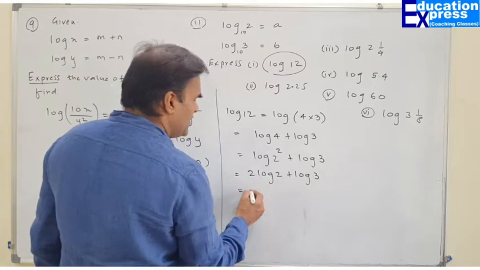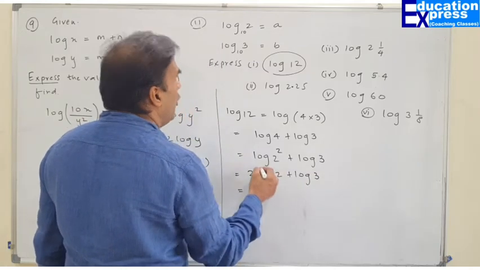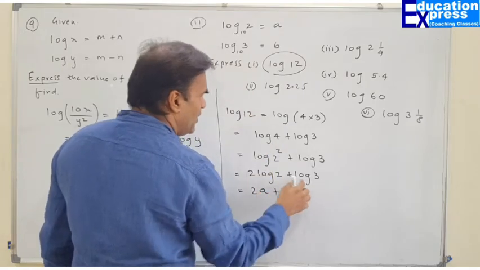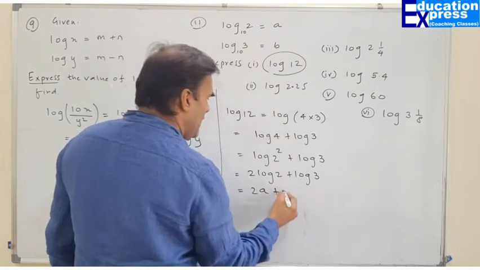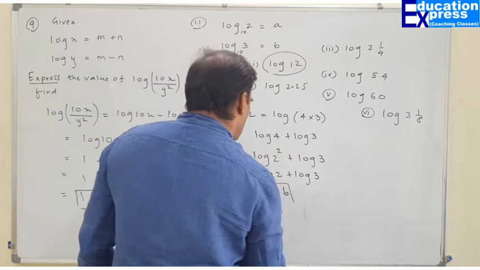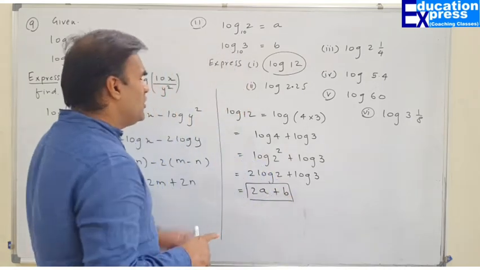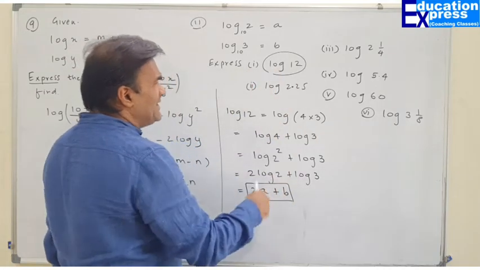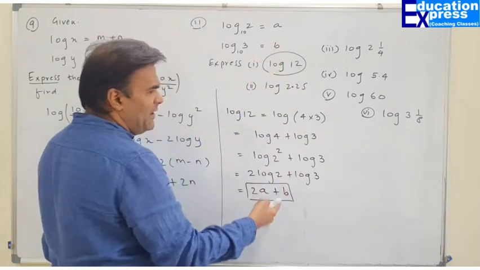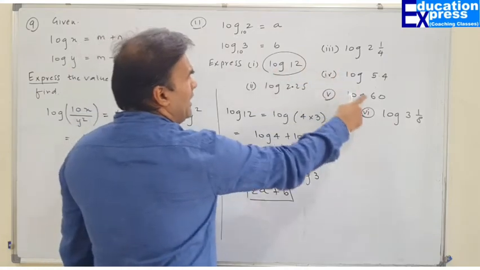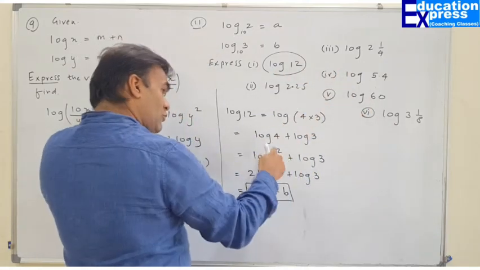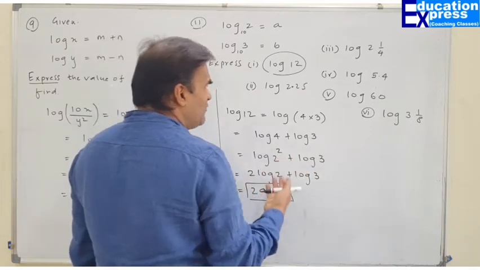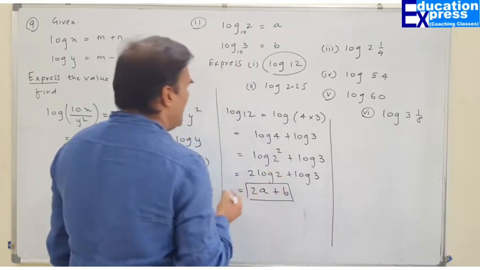So my dear friends, 2. What is the value of log 2? So value of log 2 is a. So 2a plus what is the value of log 3? b. So my final answer is 2a plus b. So they wanted us to find out the value of log 12, but the answer has to be in terms of a and b. So in short, you have to convert each of this log into log of 2 or log of 3 or a combination of both. And that is what exactly we are going to do in this sum.